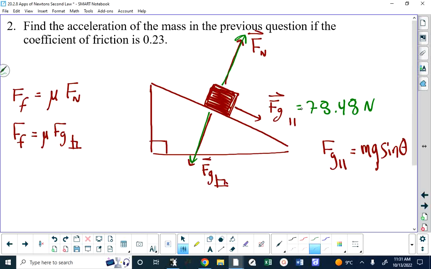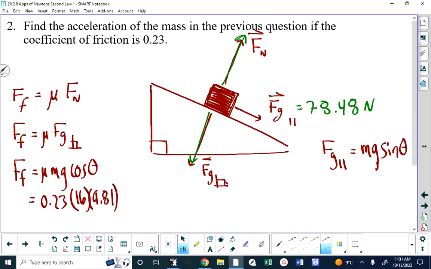And I can go to that box at the top of the page there that tells me the perpendicular component is the force of gravity times the cosine of the angle. So this becomes force of friction equals mu mg cosine theta. So I can calculate that. Mu was 0.23. Mass is 16 kilograms times 9.81 times cosine of 30 degrees. And I will know how many newtons the force of friction is.